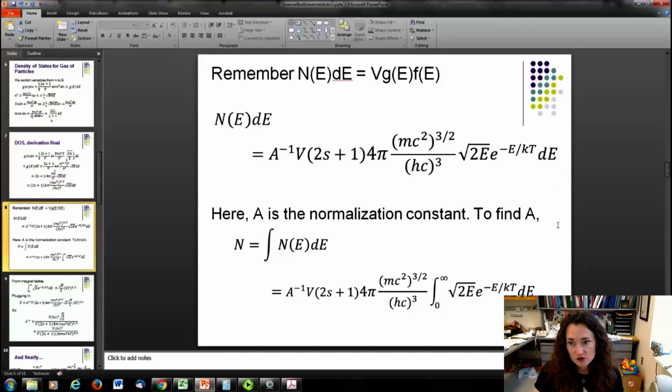Now, solving for that normalization constant A, I just have to integrate that over all possible ranges of energies. This stuff right here is all constant, so I can pull it out front. And then I just have to integrate root 2E, e to the minus E over kT dE. That has to be integrated from 0 to infinity, because I need to integrate over all possible energies, and since they're kinetic energies, they cannot be negative. And so there you have it.